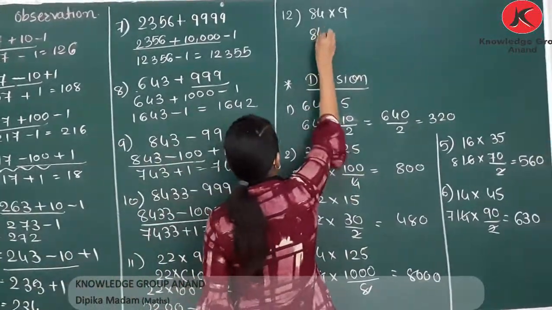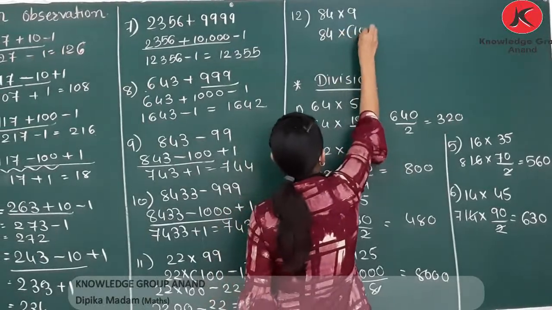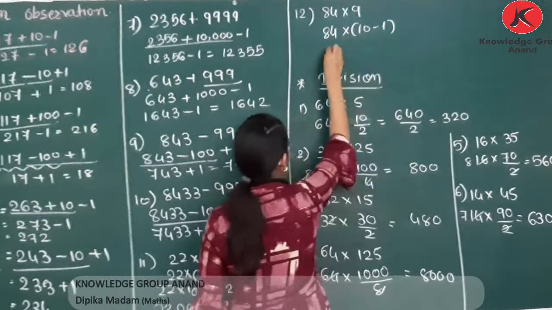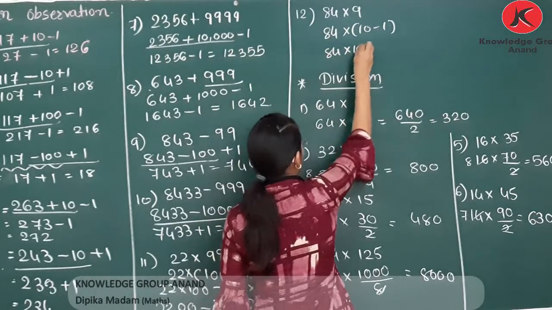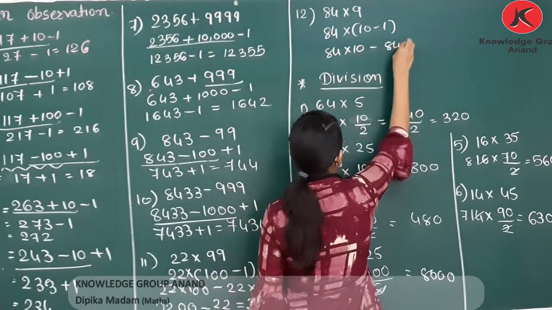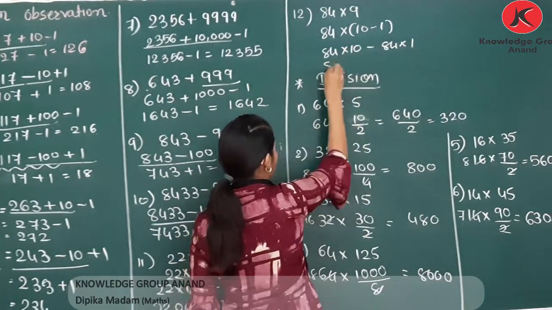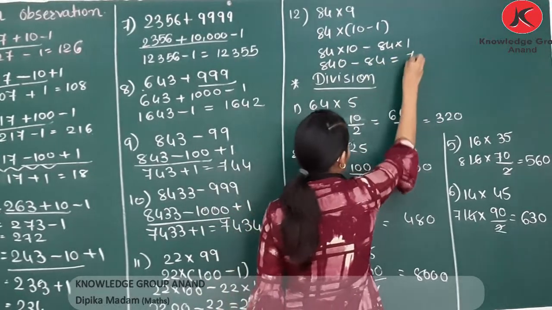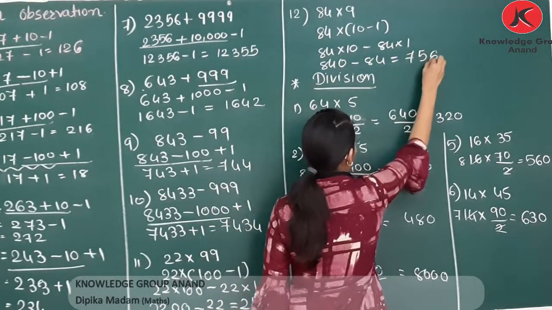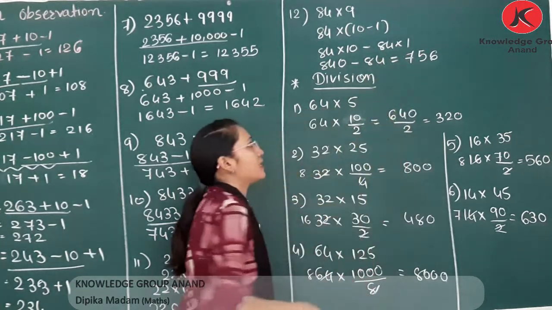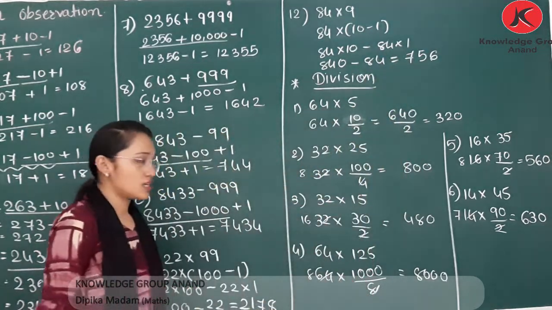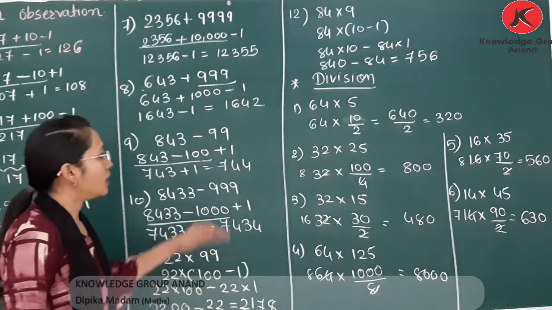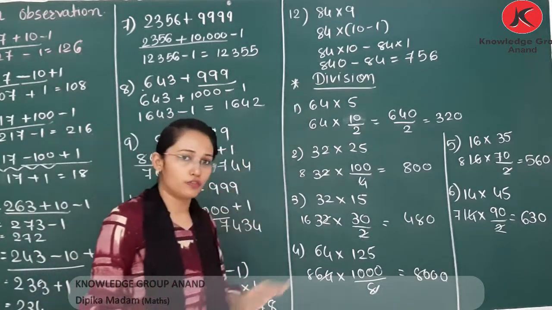It can be written as 10 minus 1. 84 is multiplied with 10 minus 84 is multiplied with 1. It is 840 minus 84, that is 756. If you perform the subtraction, you will get 756. Okay? Now, next is pattern in division.